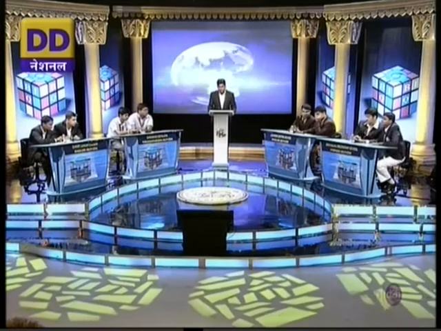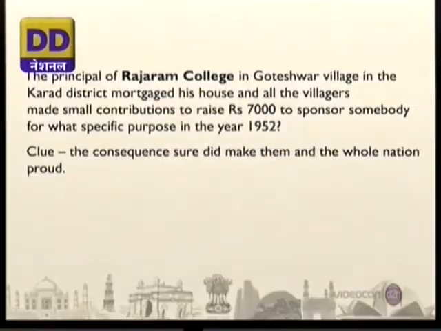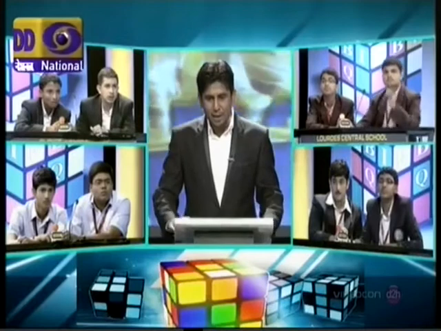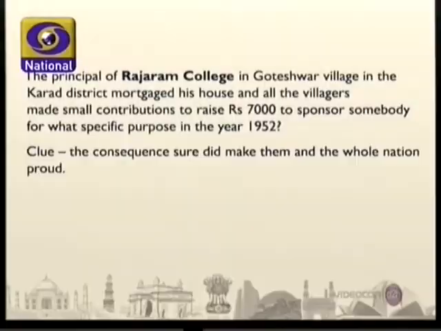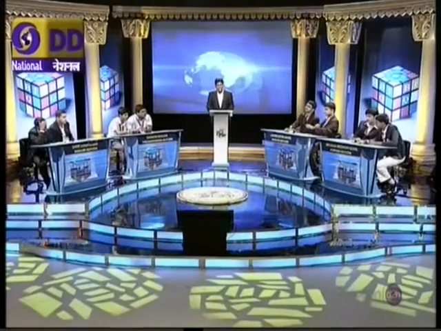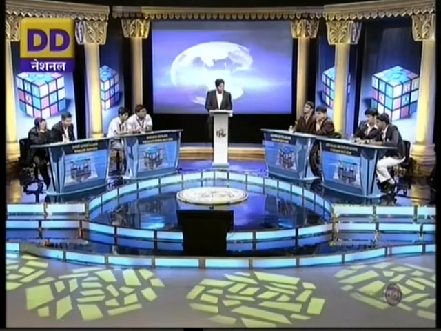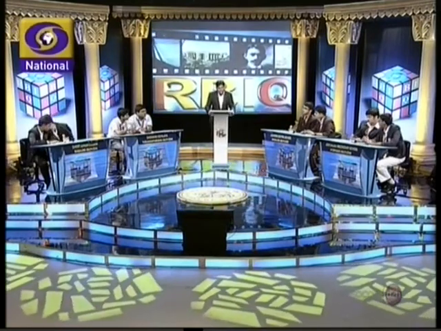Moving on to question number 5 on the screen. The principal of Rajaram College in Goteshwar village in Karad district mortgaged his house, and all the villagers made small contributions to raise 7,000 to sponsor somebody. Money was raised to sponsor whom? This is K.D. Jadhav, the Indian wrestler, at the 1952 Helsinki Olympics. They know the history, geography and the literature of this question.